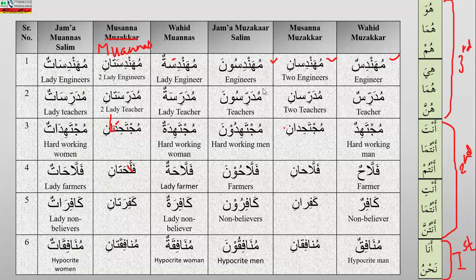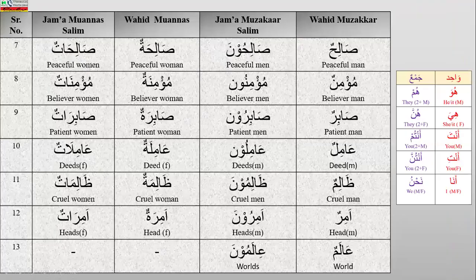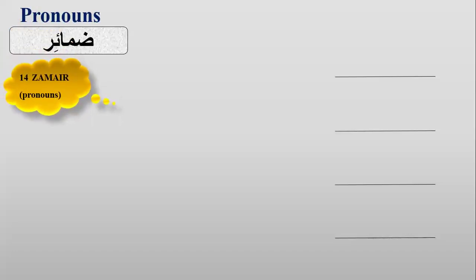Thank you very much. Jazakallah khair. I hope everyone got all the pronouns, how to use them and how to use them in a sentence. So now we can conclude. There are 14 damair. They are categorized into 3 numbers and according to gender: wahid, muthanna, jama.